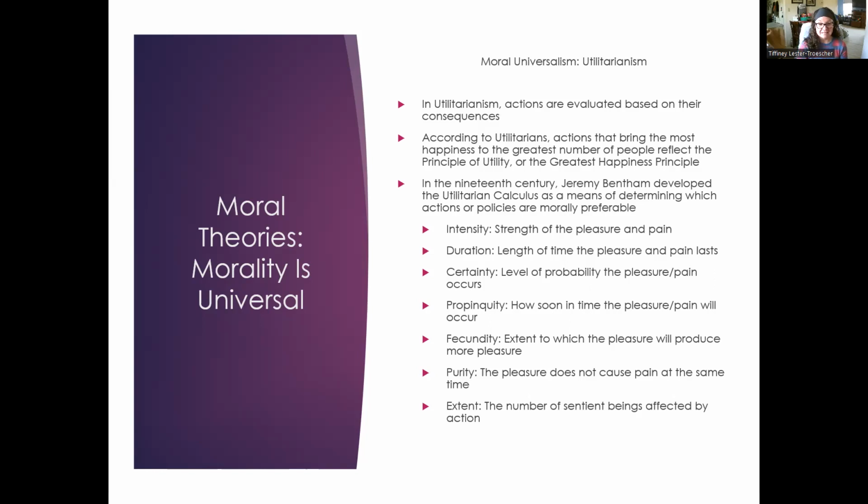So we're looking at intensity, duration, certainty, propinquity, fecundity, purity, extent. We're not going to go into all of those in detail. The idea, though, is just that there's this mathematical formula for making moral decisions, according to utilitarianism. I'll come back to that.